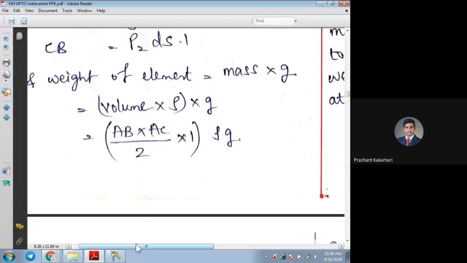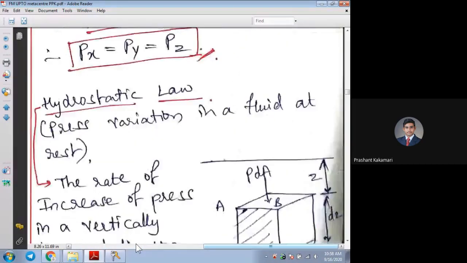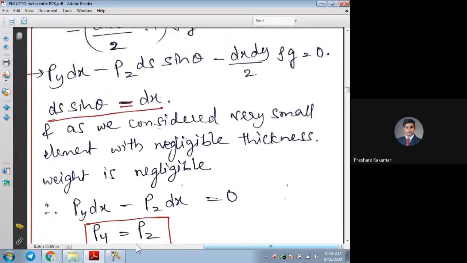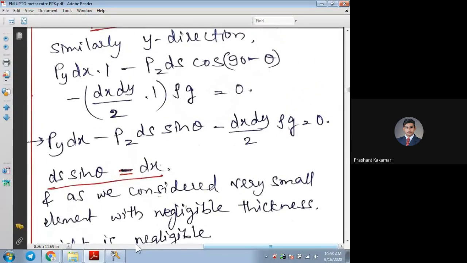This equation, AB into AC. What they have done here is replaced it with dx into dy, just to tell us in which direction or which areas they have considered, those lengths they have written in x and y directions. So dx and dy divided by 2, that is the area of that plate or the molecule, into width 1, into rho into g for the weight.